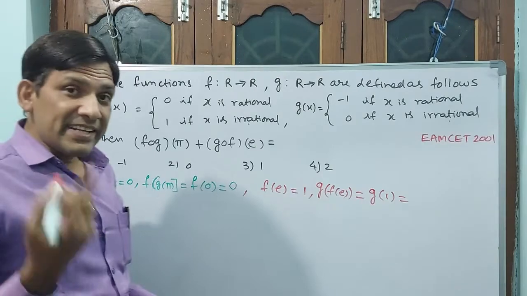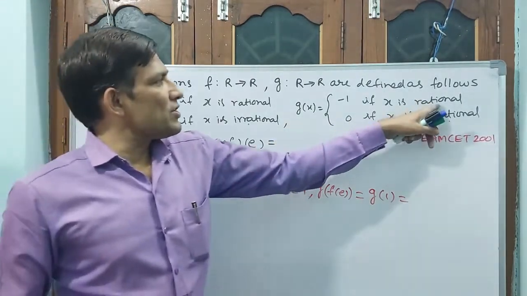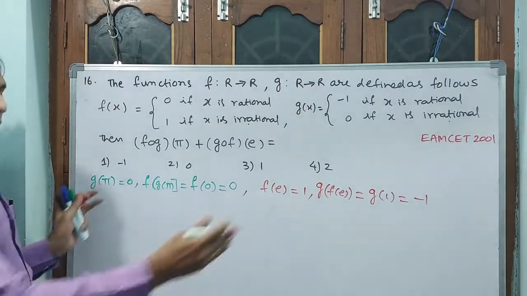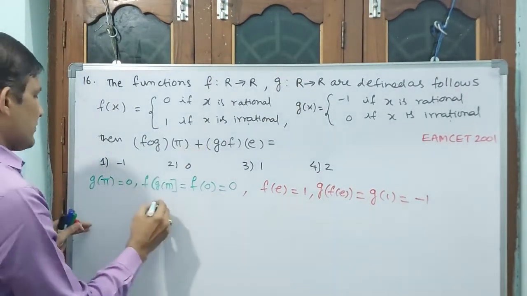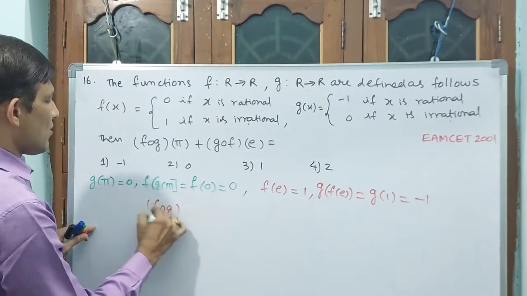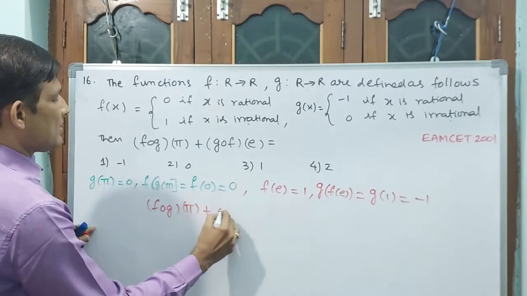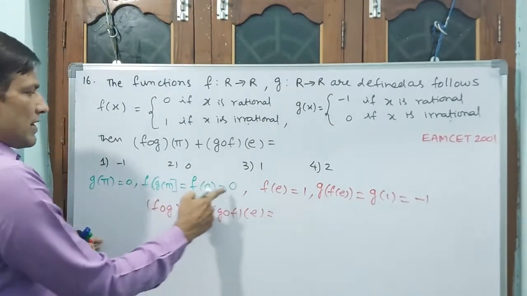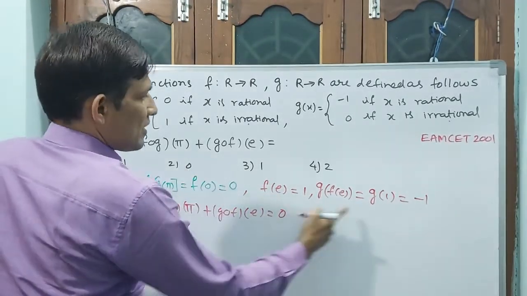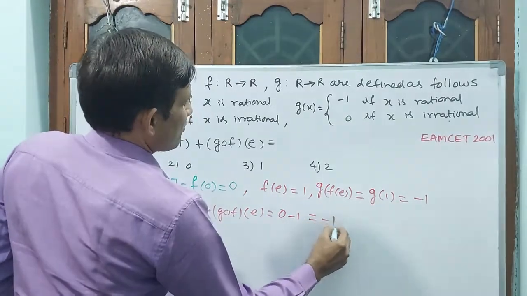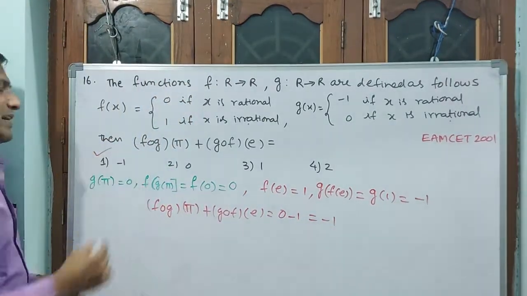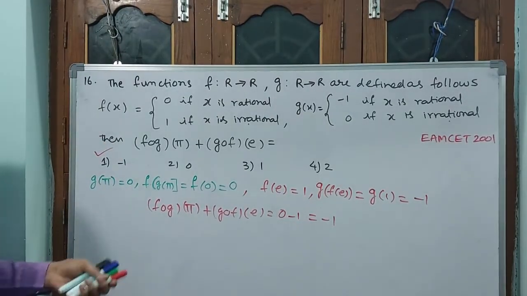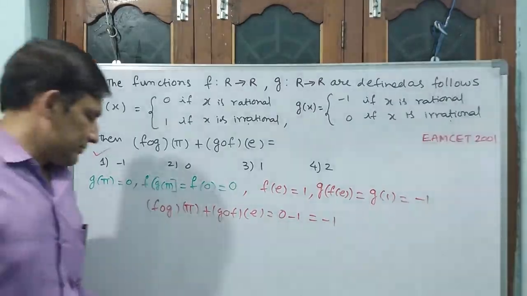1 is a rational number. In g, if you do rational number, minus 1 will come. Okay? Then you combine. Why? Because you have to add. Finally, f of g of pi plus g of f of e is equal to 0 plus minus 1, that is equal to minus 1. You keep minus 1 as the answer. You understand this? Okay? Take this, we will go for the 17th question.